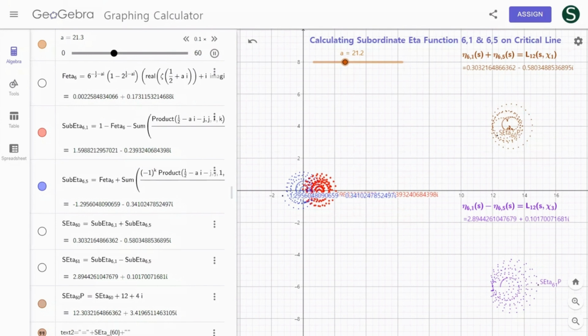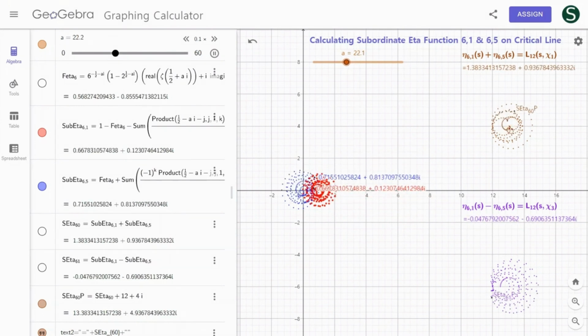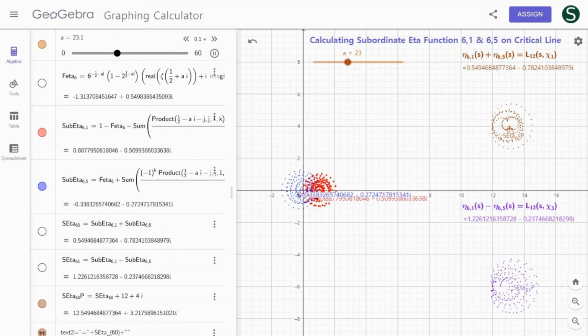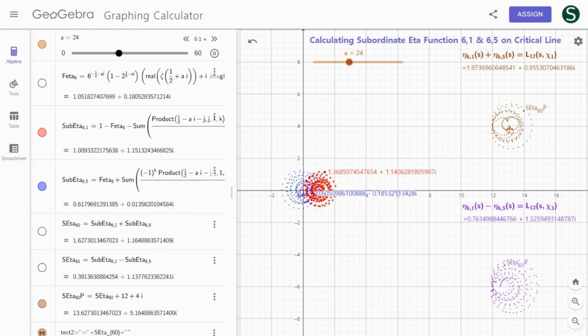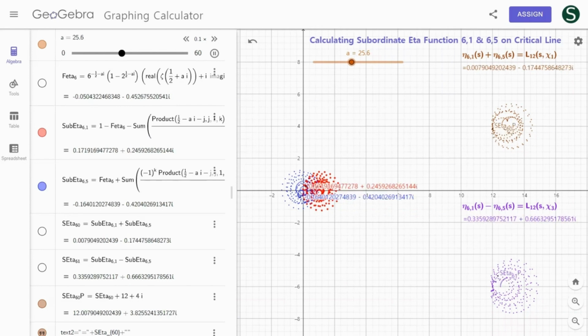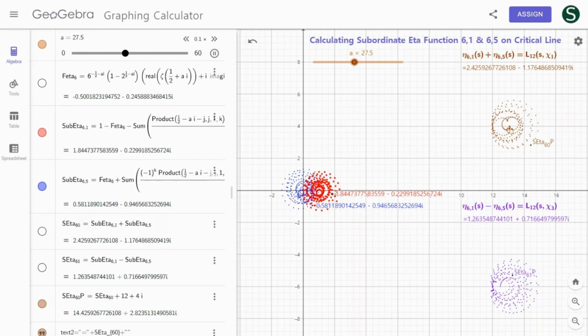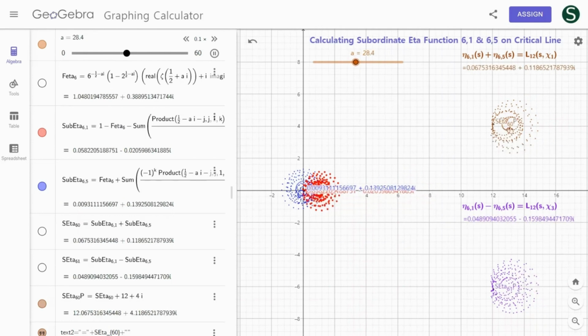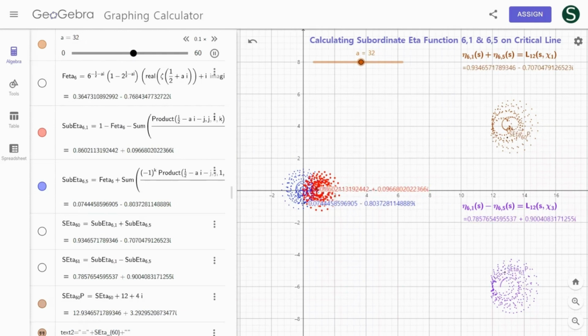Therefore, the non-trivial zero of the L function of mod 12 by the sum and difference of the subordinate eta functions 6,1 and 6,5 also exists on the critical line. If the red subordinate eta function 6,1 and the blue subordinate 6,5 are symmetrical to the origin, they are non-trivial zeros of the L function chi1 of mod 12. Also, when the red subordinate eta function 6,1 and the blue subordinate eta function 6,5 meet, they are non-trivial zeros of the L function chi3 of mod 12.